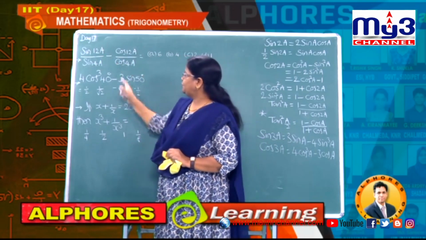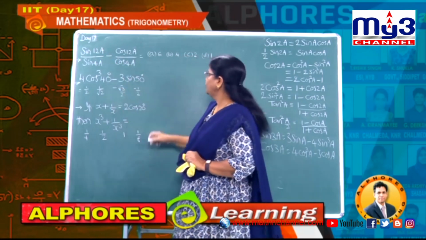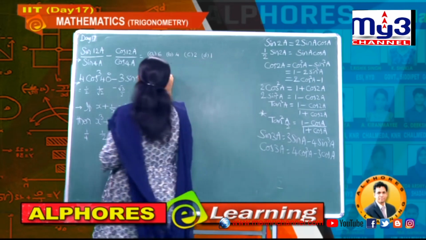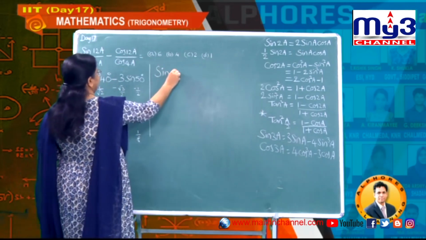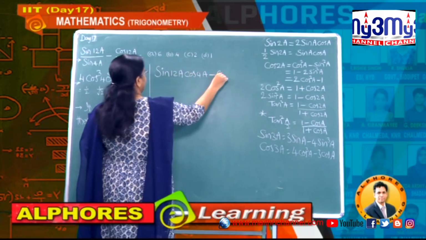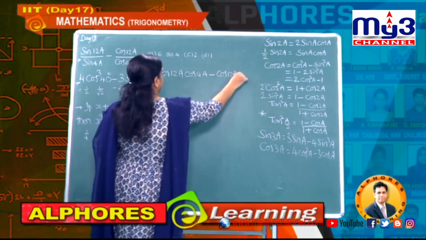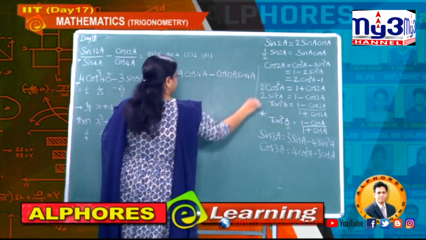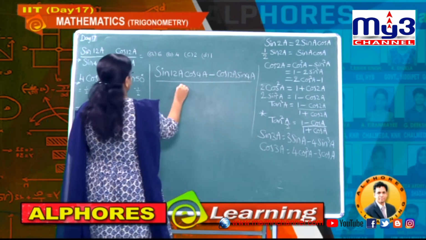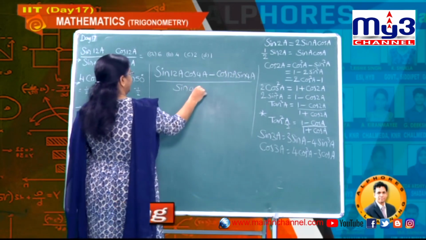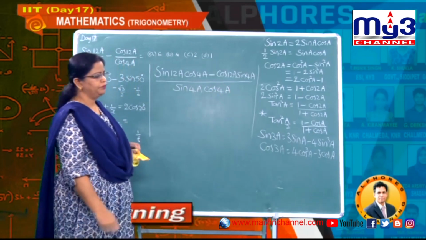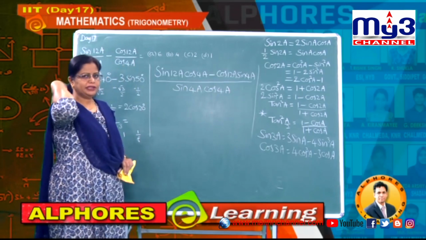So now what to do is, let us take the LCM. If I take the LCM in this problem, the numerator is sin 12a cos 4a minus cos 12a sin 4a. Okay students, so this is the value you got. And the denominator is sin 4a into cos 4a. So this direct step we wrote is just taking the LCM.